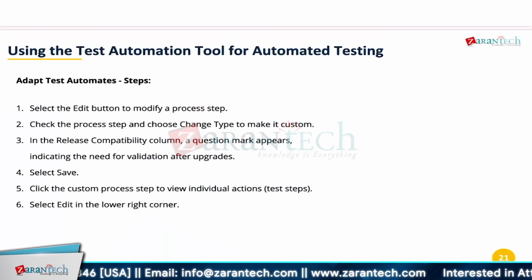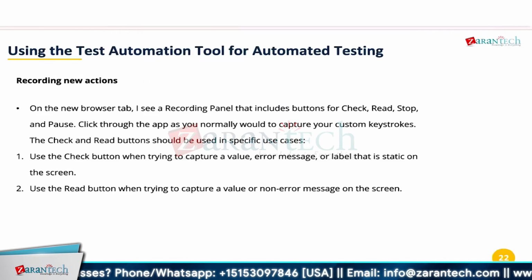And then adapt test automate steps. What are the steps? Select the edit button to modify the process step. Check the process step and choose the change type to make it custom. And in the release compatibility column, a question mark appears indicating the need for validation after upgrade. Then select save. Click the custom process step to view the individual actions, which are the test steps. Select edit in the lower right corner. So we will see that.